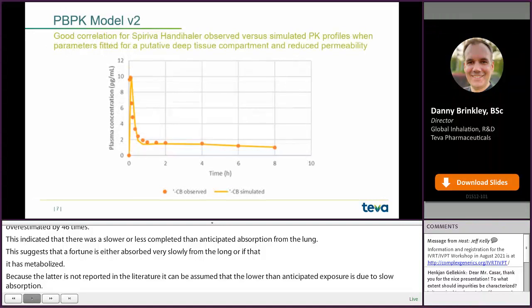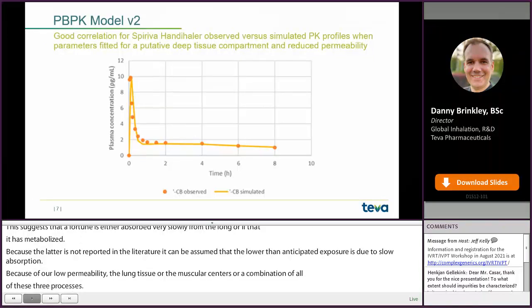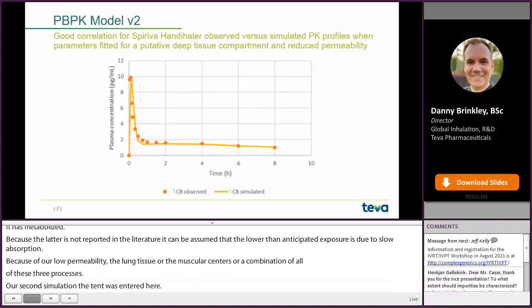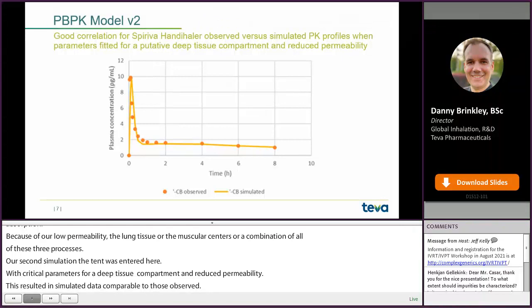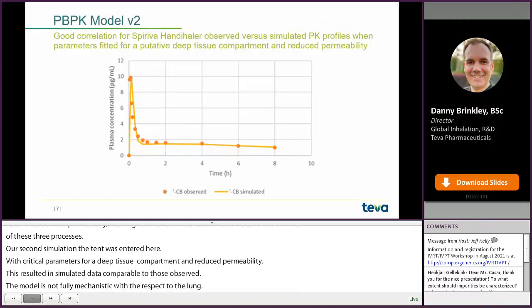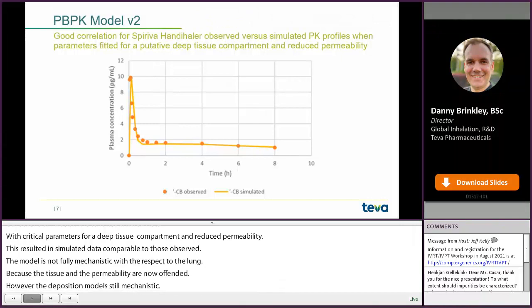Our second simulation attempt, presented here, applied fitted parameters for a putative deep compartment and reduced permeability. This resulted in simulated PK data comparable to those observed. The model is now not fully mechanistic with respect to the absorption process in lung, given that tissue binding and permeability input parameters now are fitted. However, the deposition model is still mechanistic, and model outputs for the systemic PK are thus believed to respond to changes to product performance in a realistic fashion. We will now assess this further in the next slide.